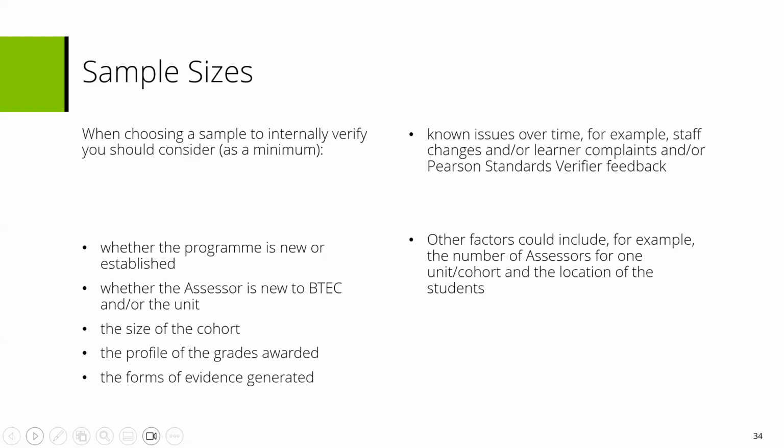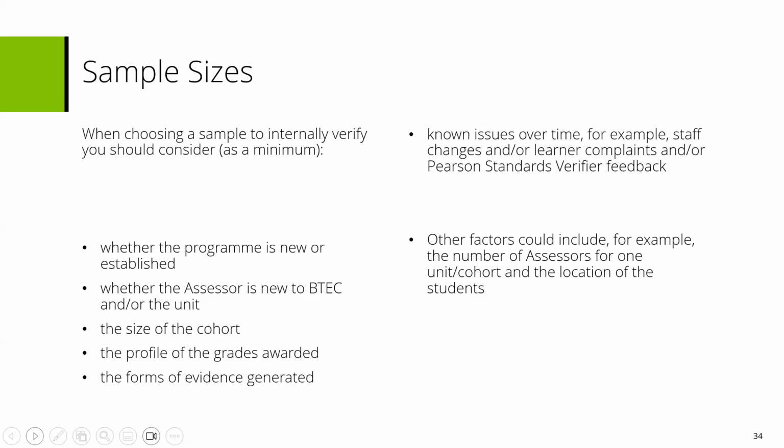Consider the size of the cohort. If it's a particularly large group of learners, the sample size needs to reflect that. You need to sample across the profile of the grades awarded. So look at if the assessor has completed assessments at pass, merit, or distinction, and make sure that you have seen a sample of each of those grades. Look at the forms of evidence that have been generated. Is there a form of evidence which poses more of a risk, and therefore if it does, you need to sample and scrutinize more greatly?